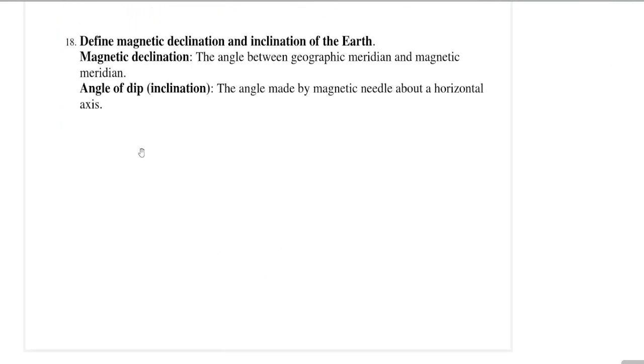18 says define magnetic declination and inclination of the earth. We first define this. Just learn the statements, because this is an important statement. It's not worth explaining this fully.